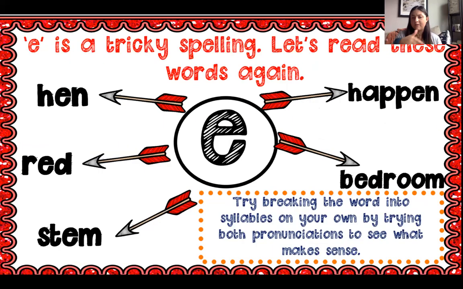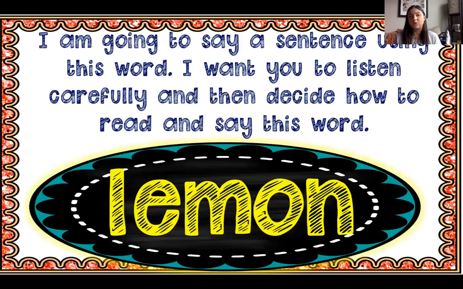So sometimes, just going back to this slide, I might have to try out both sounds to see which ones make sense. If I'm at the first one, I might say hen. Okay, that makes sense. Then I'm going to try it with the E sound. Heen, heen. Heen is not a word that I know. Same with happen. Let's do it with one of our multi-syllable words. Happen, happen, happen. So I might have to try out both sounds to see which one makes more sense.